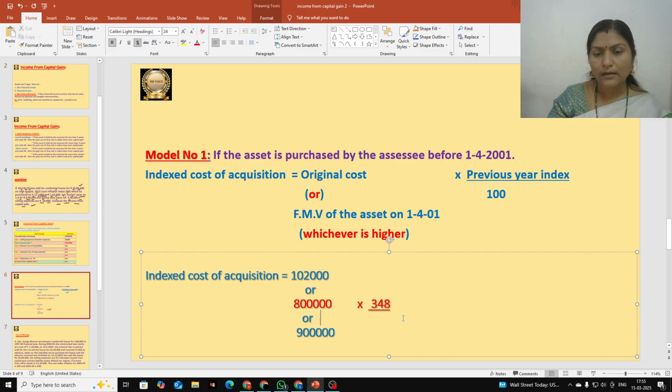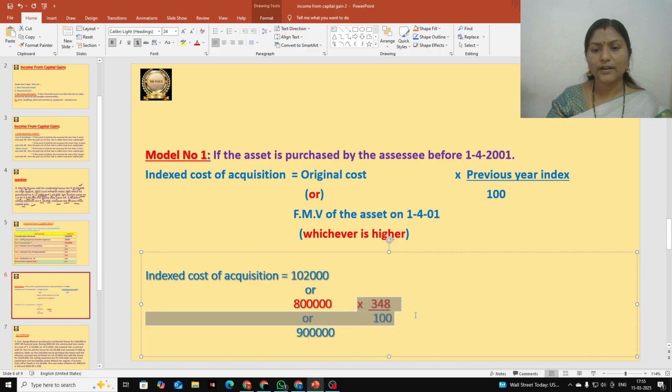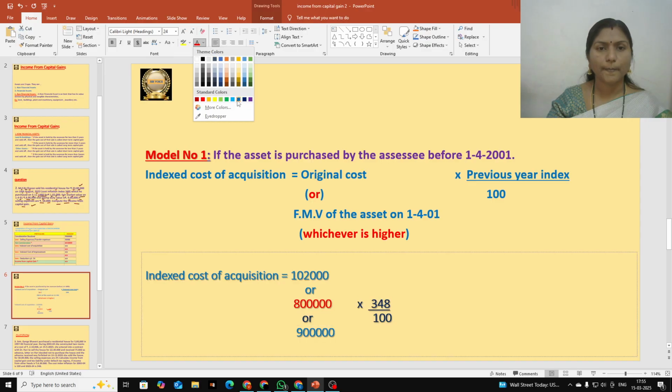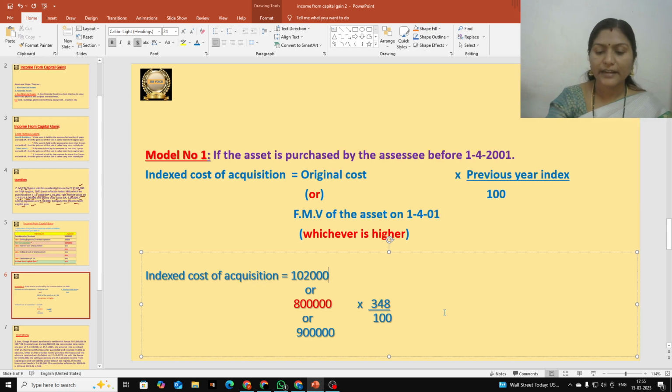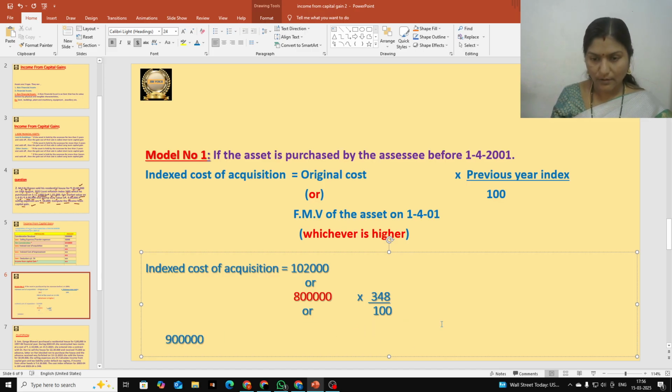we should take 100. See the formula, previous year index divided by 100. So I have taken 100 here. So what we should do? 8 lakhs into 348 divided by 100. You have to calculate 8 lakhs, because the selected one is 8 lakhs, into 348 divided by 100. So how much you will get? 27 lakhs 84,000. So 27 lakhs 84,000 we will get.